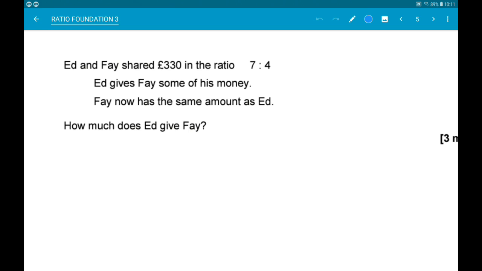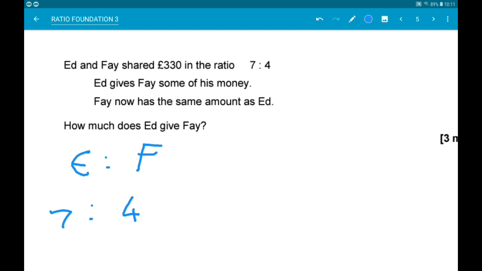Okay, next up, Ed and Faye shared £330 in the ratio 7 to 4. So E to F, 7 to 4. Ed then gives Faye some of his money. Faye now has the same amount as Ed. How much does Ed give Faye? It would have been a lot easier if they just halved the money in the first place.